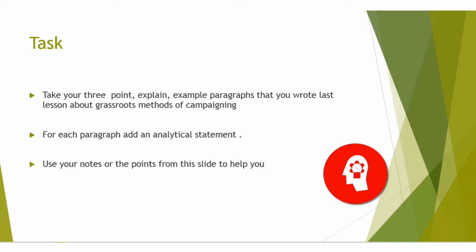Right, let's move on to your task now. What I'd like you to do is go back to the 3 paragraphs that you wrote last lesson, where you made a point, explain, example. Now, each of those were talking about a different grassroots method of campaigning, but this time, what I'd like you to do is add to that paragraph an analytical statement. Now, you can use notes from this video, if you like, or go back to the notes that you've made earlier to help you make your analytical statements.